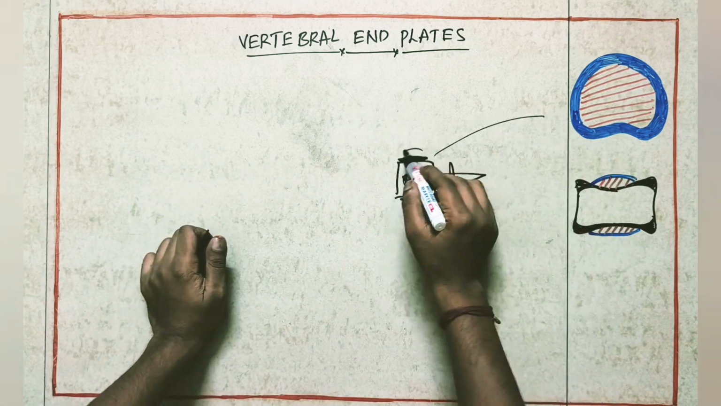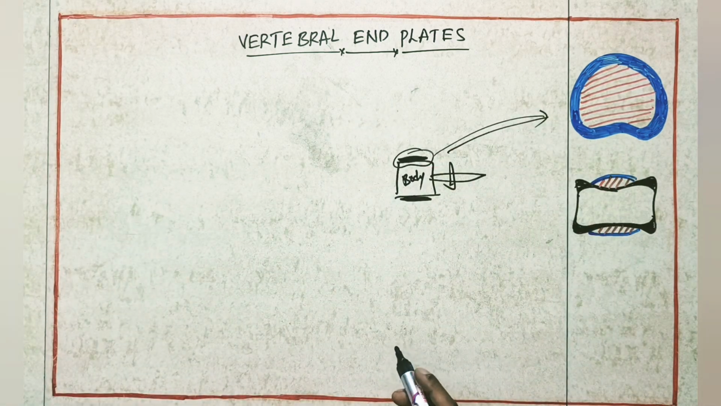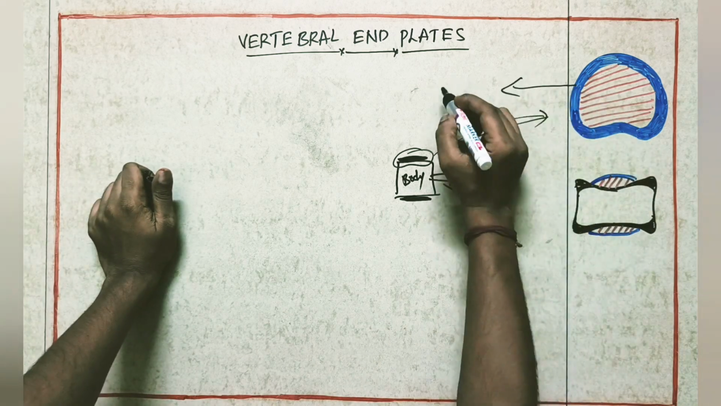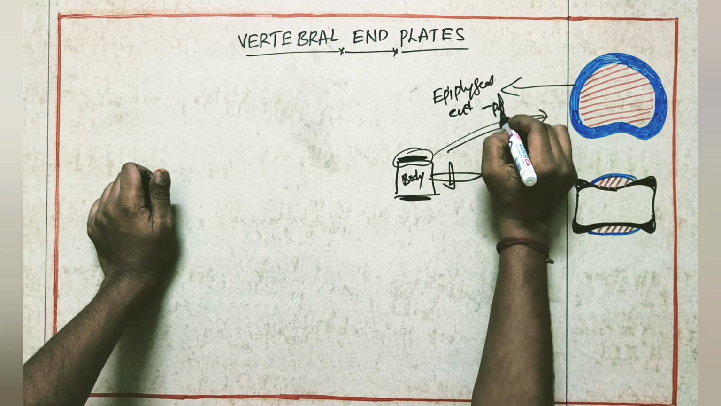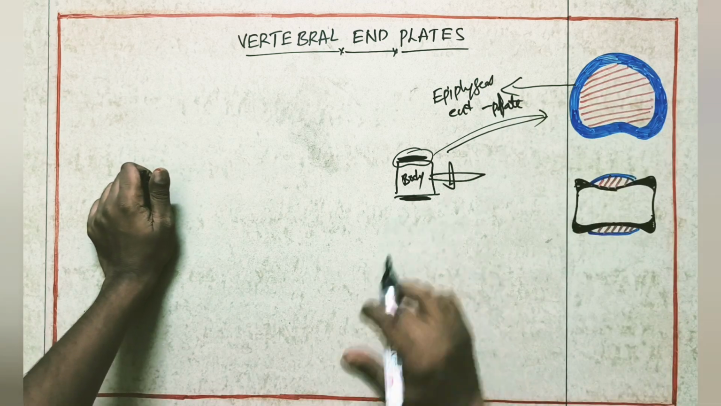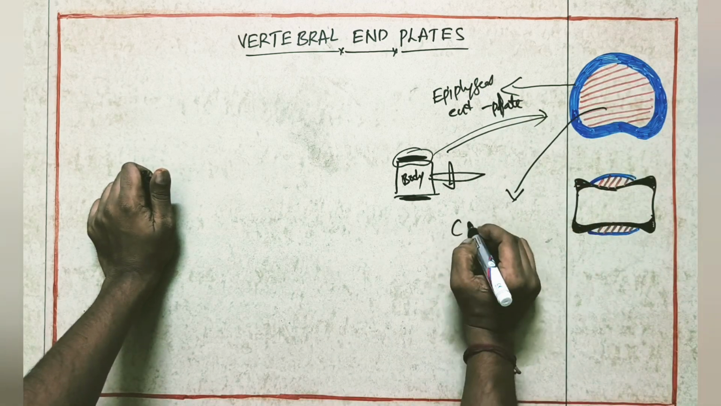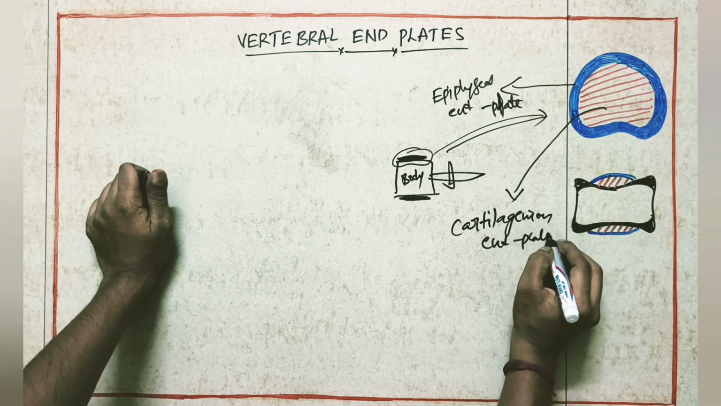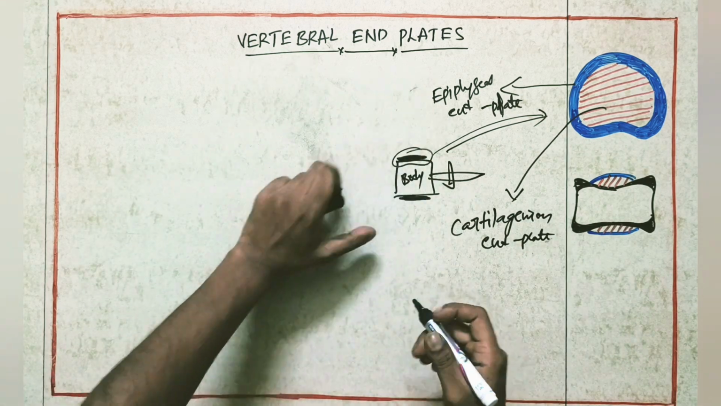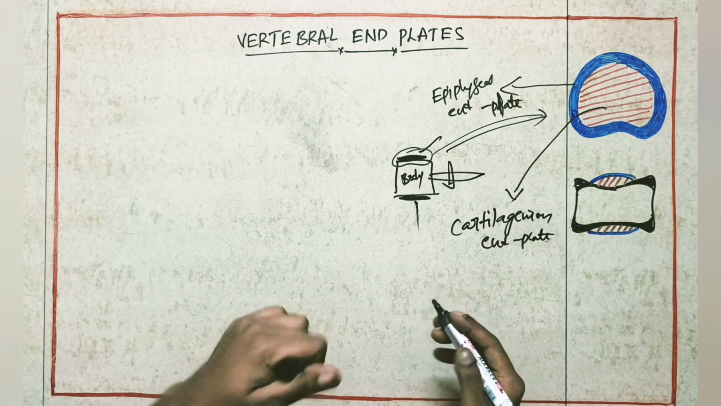If we see the structure of the vertebral end plate, it will look like this. Here are the parts. This blue color is the epiphyseal end plate, and the structure we mark here is the cartilaginous end plate. So these are the parts of the vertebral end plates. They are present over the superior and inferior surfaces of the body of the vertebra.